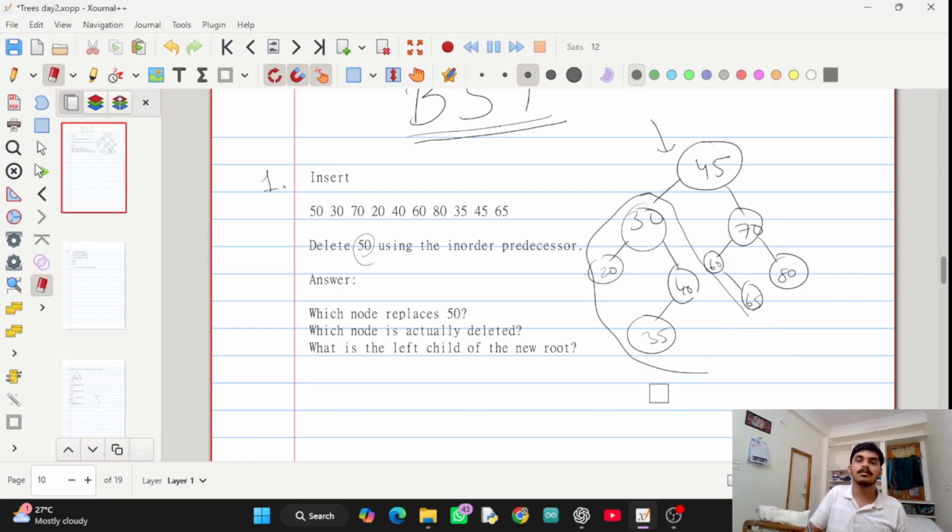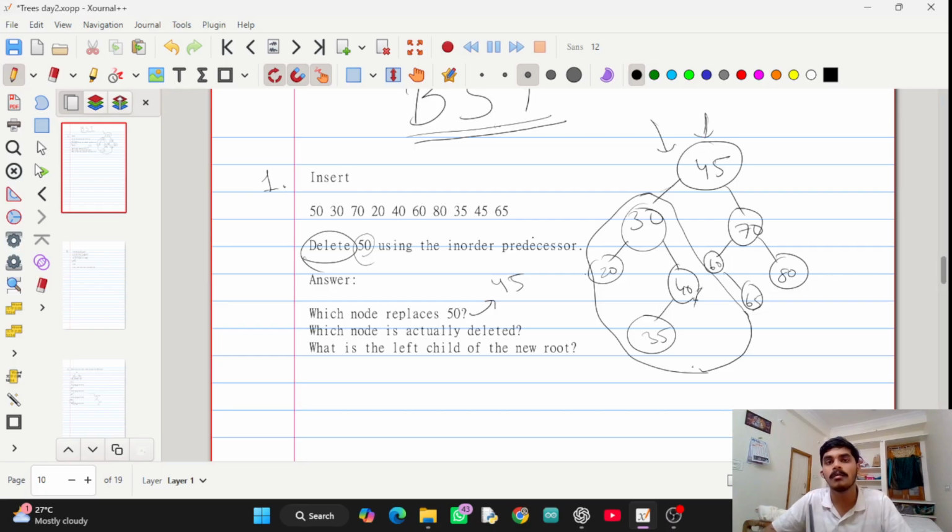Now, which node replaces 50? Which node? 45. So the answer for this question will be 45. And which node is actually deleted? So this may sound a little bit tricky. In the question they give delete 50, but actually what got deleted is 45. What are you saying, bro? I can see 45 right here. But this value I used for replacing 50, but actually which value got deleted from here?